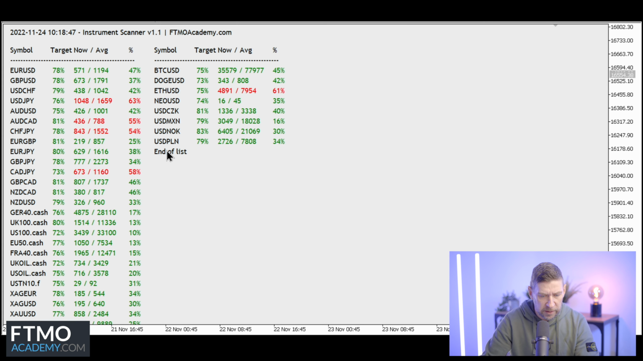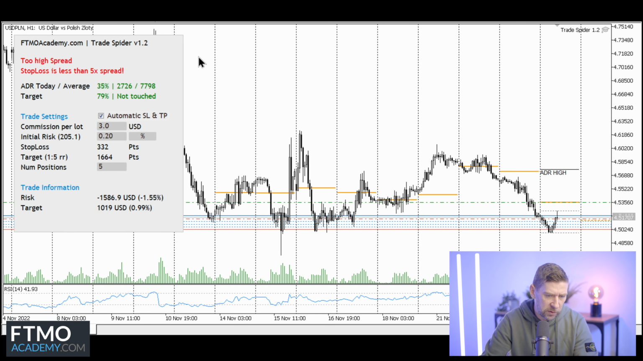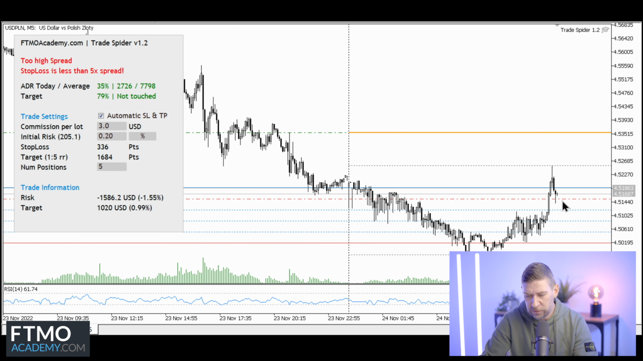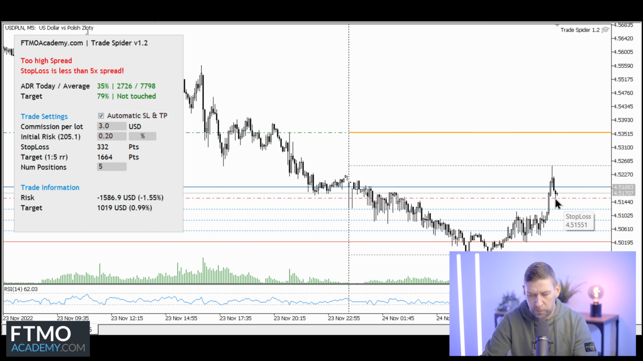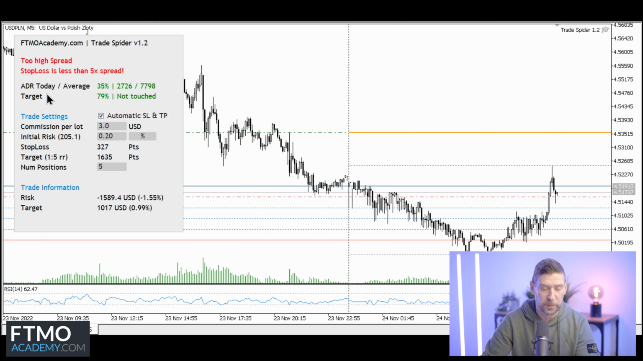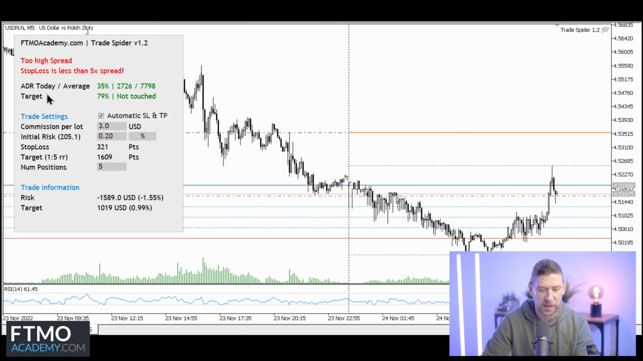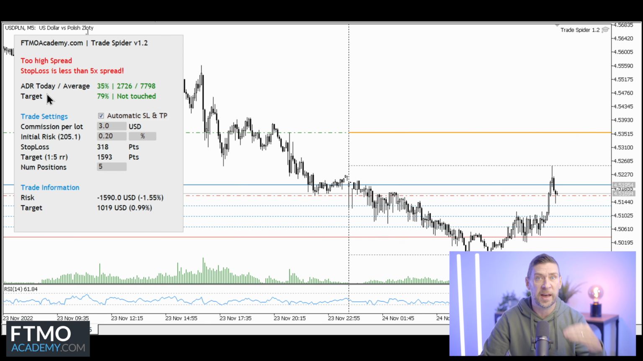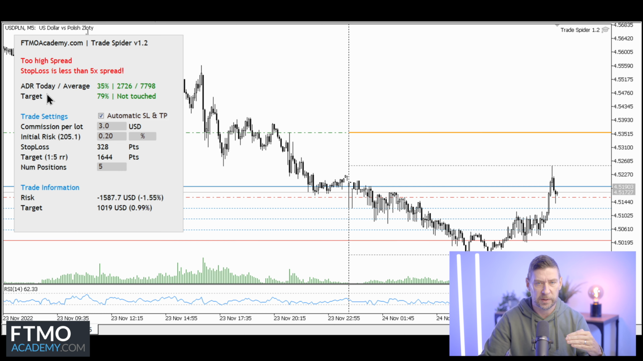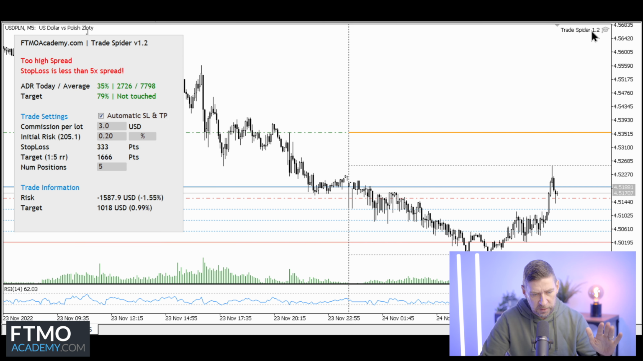What do we have more? Yeah, this is strange. I mean, USD Poland. You see, it warns me it's too high spread anyway because we're pretty close to the target already. Yeah, you see here, this is the spread. It's eating up more than half of the stop loss size. So if I enter this trade now, I'm thankful for the Trade Spider to warn me before that, because otherwise, when I enter the trade, it's halfway already to the next position. And I don't want that. If you want to ignore this warning, you can change that in the input settings.